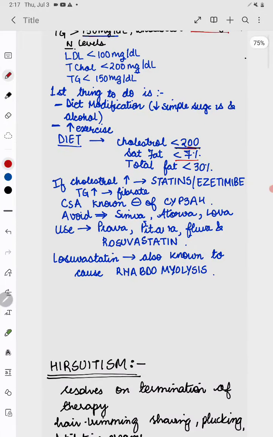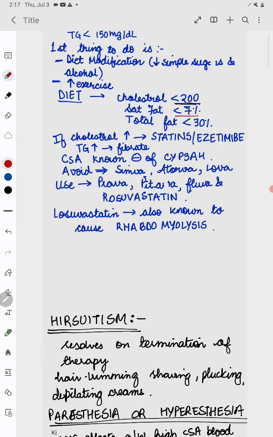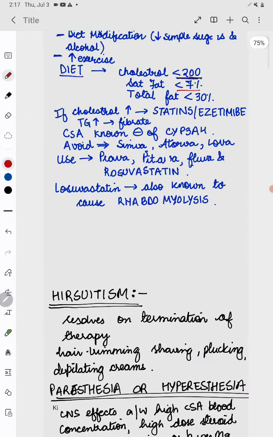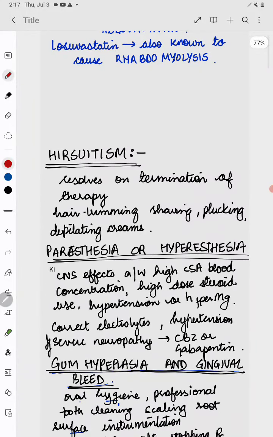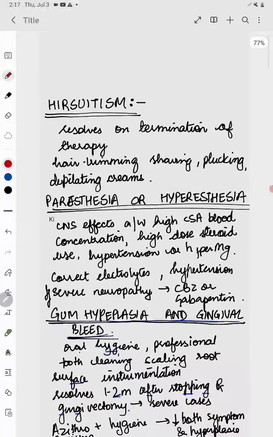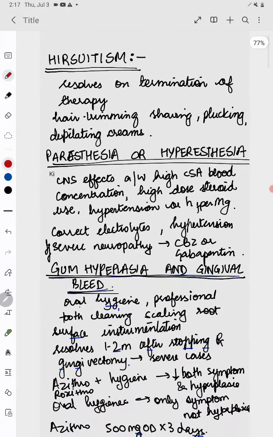Cyclosporine is a known inhibitor of CYP3A4, so you have to avoid simvastatin, atorvastatin, lovastatin. You can use pravastatin, pitavastatin, fluvastatin and rosuvastatin. Rosuvastatin is also known to cause rhabdomyolysis. Cyclosporine causes hirsutism, but it resolves on termination of therapy. Hair trimming can be done by shaving, plucking, depilatory creams.